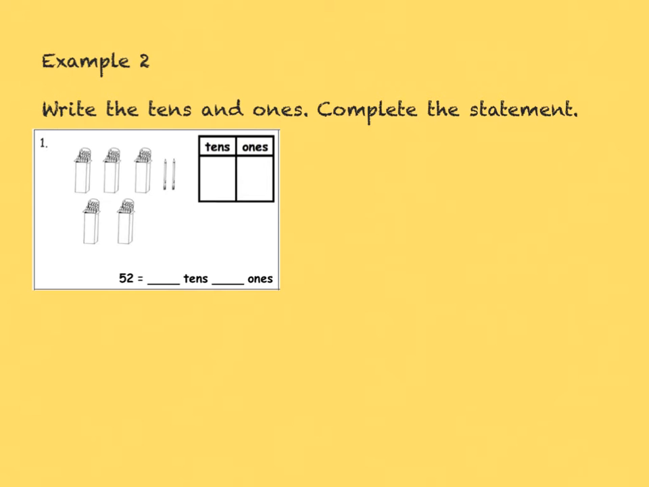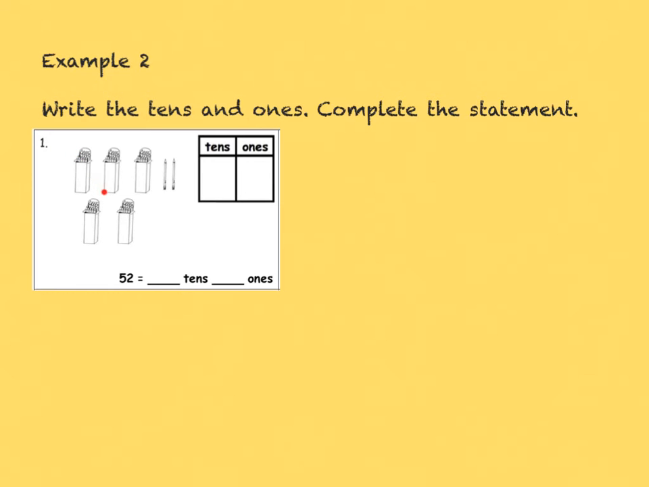Okay, so this problem is pretty similar to the last one. First, let's understand the picture. We're looking at pens, and we have single pens, and we also have a box of 10 pens all together. The question is asking us to write the tens and ones and to complete the statement. Because these boxes contain 10 pens each, it's a base 10 unit because there are 10 single pens that make up the one box of 10 pens.